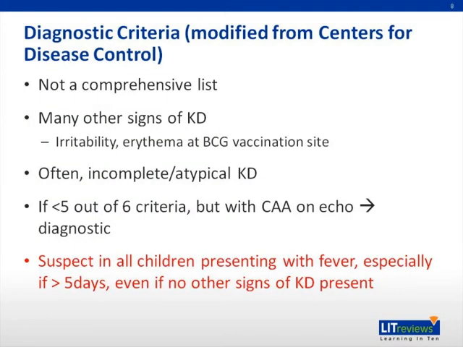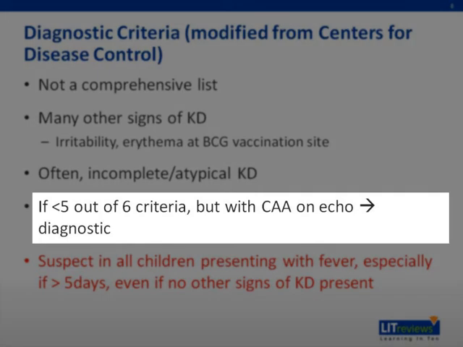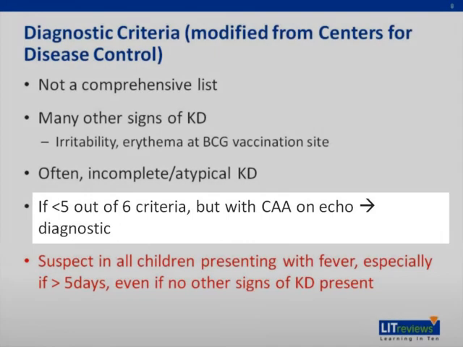Not all patients with Kawasaki present with all these features. Children who do not meet all these criteria may have incomplete or atypical forms of Kawasaki. However, if coronary dilation is found on 2D echo or coronary angiography, even in the setting of fewer than 5 out of these 6 features, Kawasaki disease should be diagnosed.